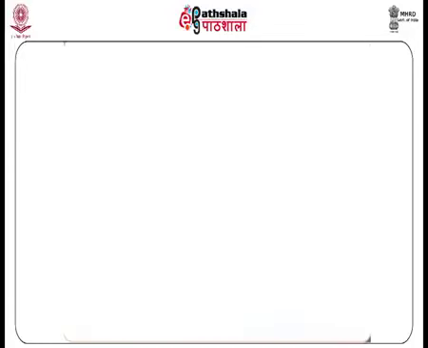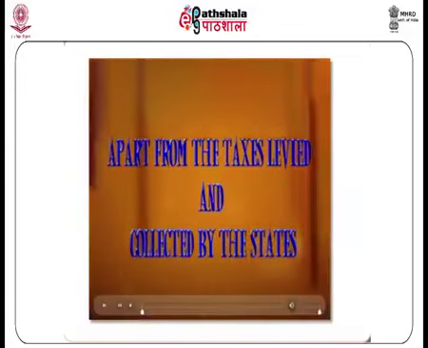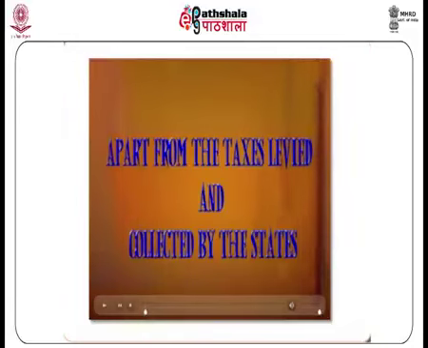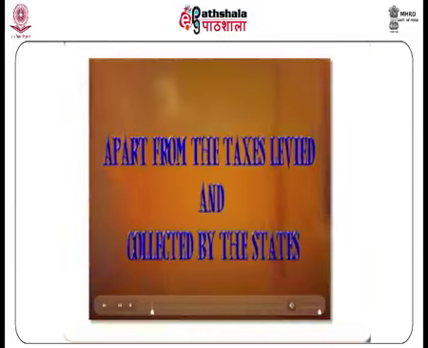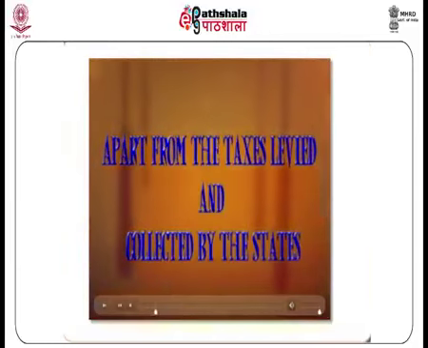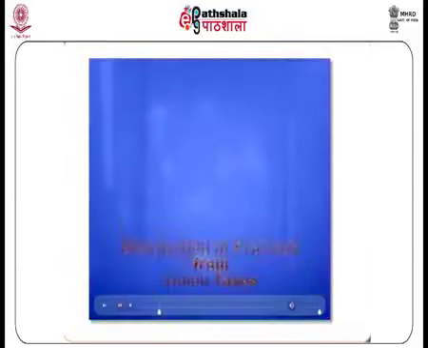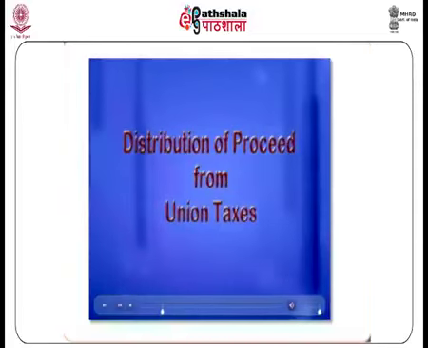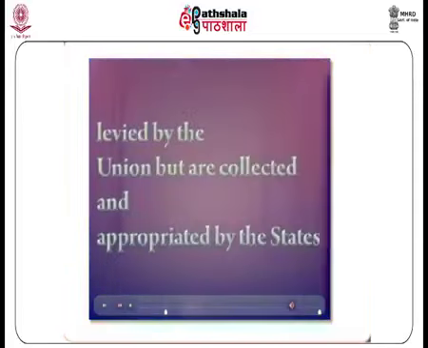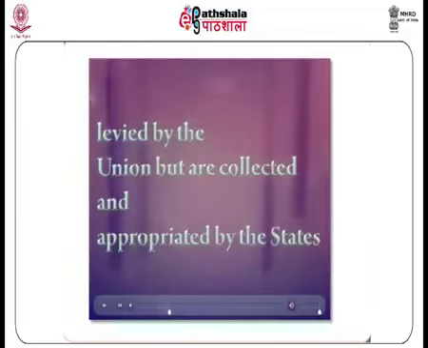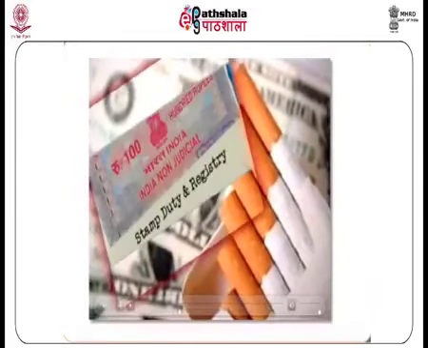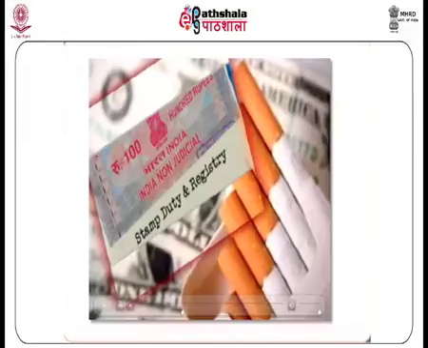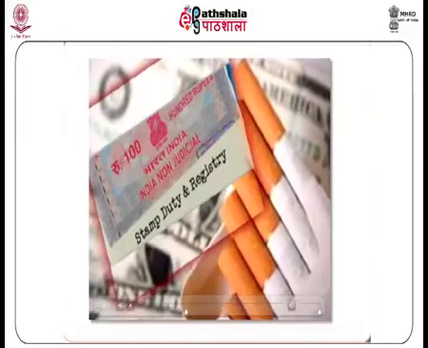in detail. For the state, apart from the taxes levied and collected by the states, the Constitution has provided for the revenues from certain taxes on the union list to be allocated partly or wholly to the states. These provisions fall into various categories. There are, in the first place, certain duties which are levied by the union but are collected and appropriated by the states. These include stamp duties and excise duties on medical preparations containing alcohol or narcotics.